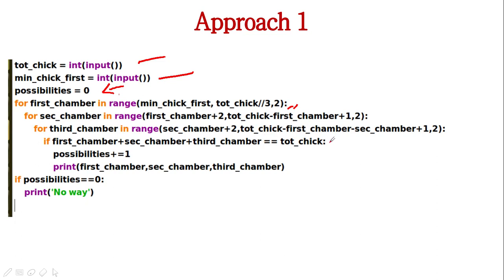Total number of chicken minus what I have put in the first chamber minus what I have put in the second chamber plus 1, and I am going to say 2, right? Step value is 2 because only odd numbers can be there. And then I am checking whether the total number of chicken is equal to the total chicken. I am checking this because in this approach, I am starting from the minimal possible value of the second one.